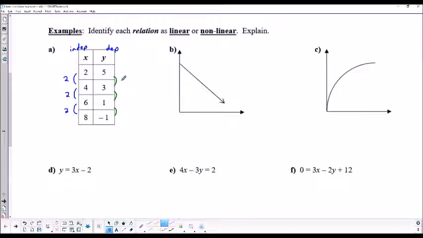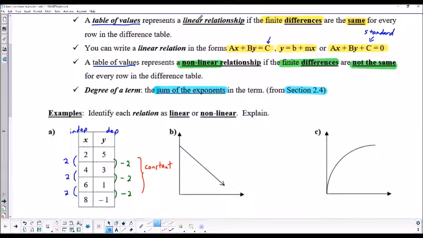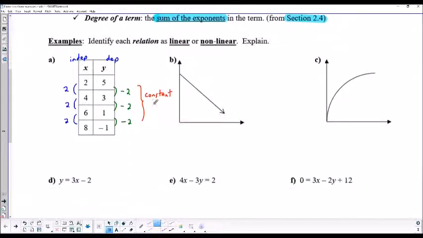So 3 minus 5, that would be negative 2. 1 minus 3 is negative 2. And negative 1 minus 1 is negative 2. So because these are all constant, then that means that by looking at the top here, we see the table of values represents a linear relationship if the finite differences are the same for every row in the difference table, which we see that it is in this case. So in this particular example, this is an example of a linear relation.